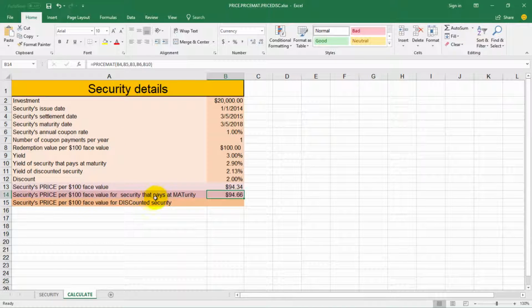We can see that the security's price per $100 face value for a security that pays at maturity is a bit higher than the one we have previously calculated.